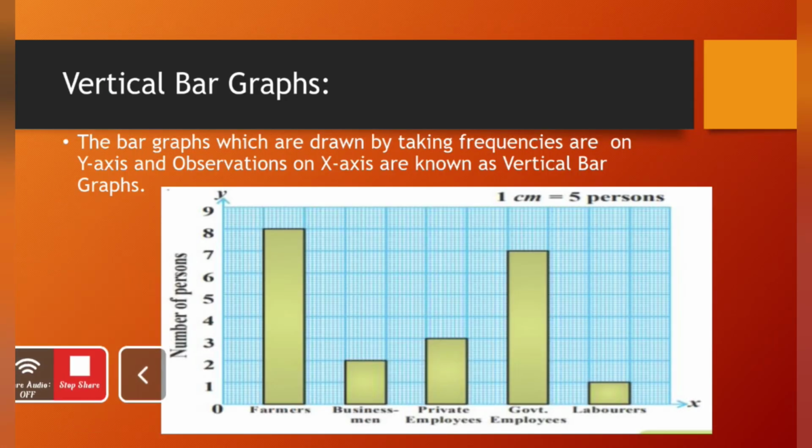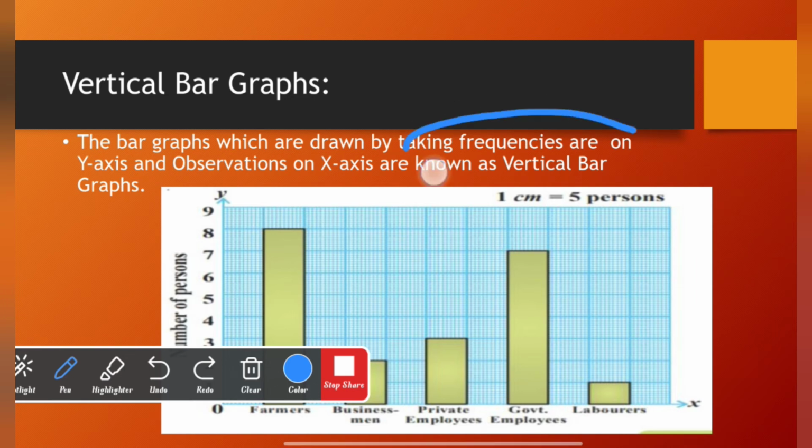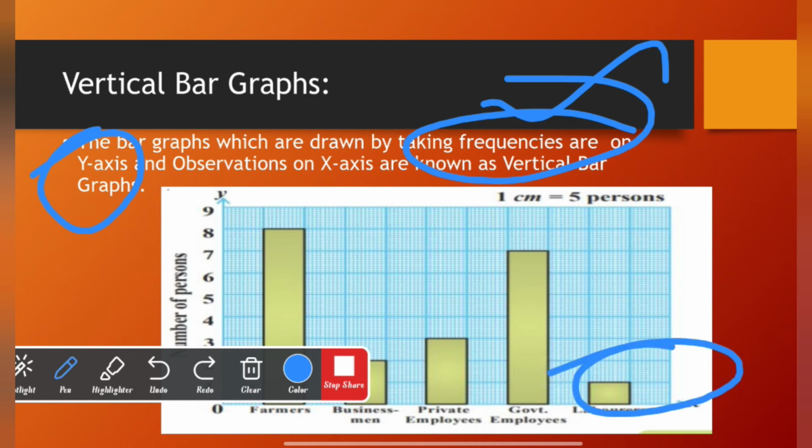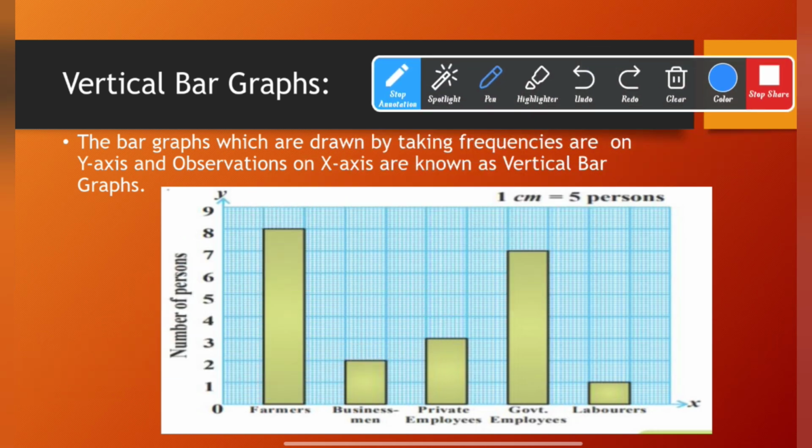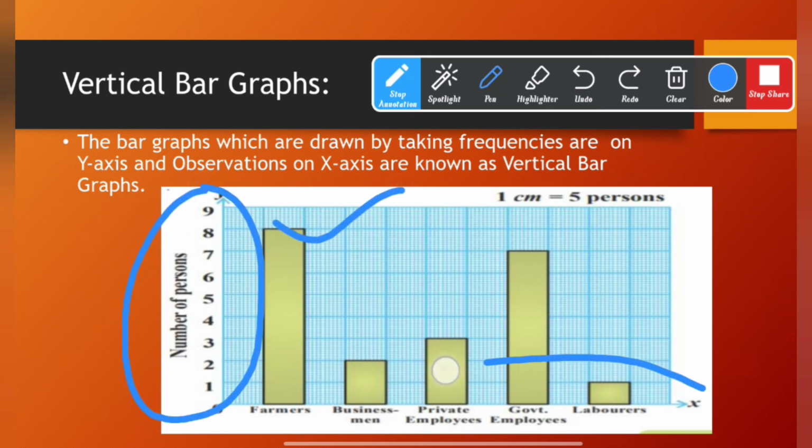Vertical bar graphs are the bar graphs which are drawn by taking frequencies on the y-axis. In a horizontal bar graph, the frequencies are taken on the x-axis. This is the only difference you have to remember, and you can differentiate them easily. If frequencies are taken on the y-axis, it is a vertical bar graph. If frequencies are taken on the x-axis, it is a horizontal bar graph.